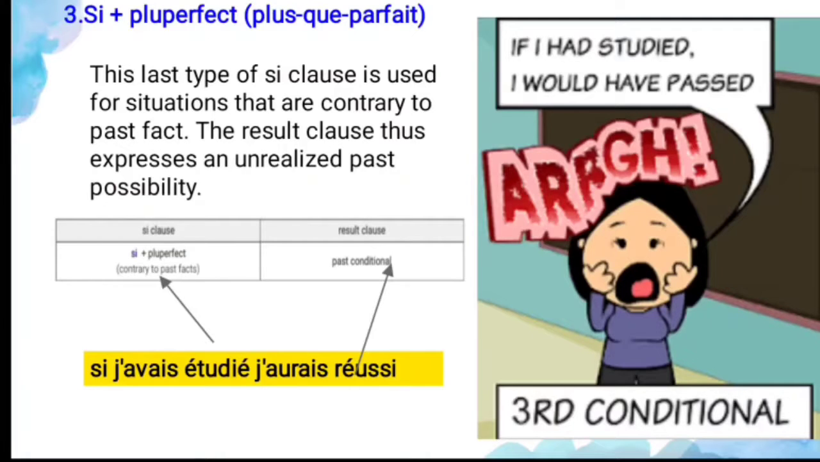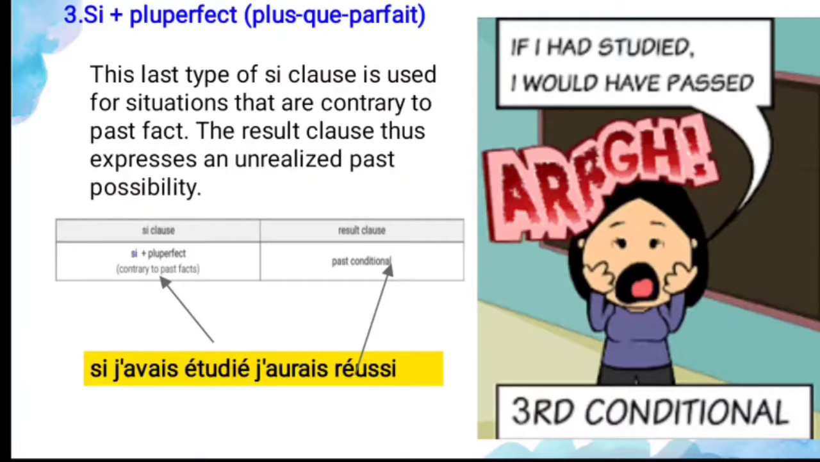And see the tabular column. Si class is what? Si plus pluperfect, that is contrary to the past fact. And the next one is the result class, what is the result class? Past conditional, that is the conditional past only. And see the example, see that image first. If I had studied, that is the plus-que-parfait, and I would have passed. So this is the conditional past.